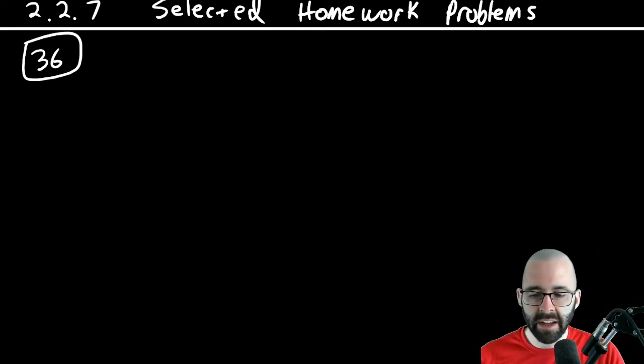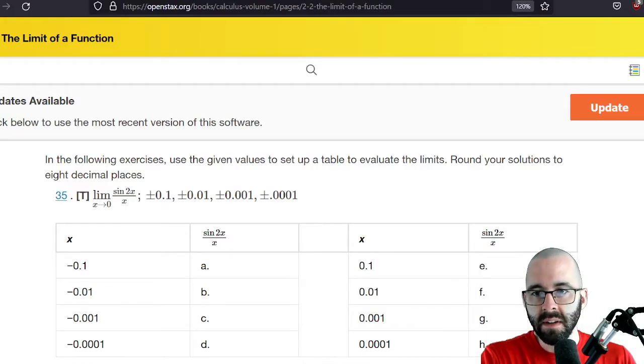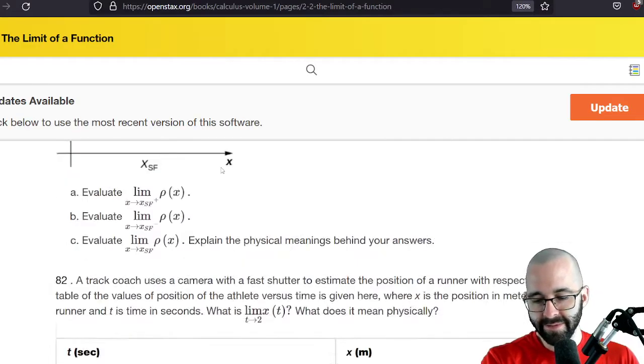I'm going to start this video by looking at number 36 in the textbook. Number 36 says, use the given values to set up a table to evaluate the limits and round your solutions to 8 decimal places.